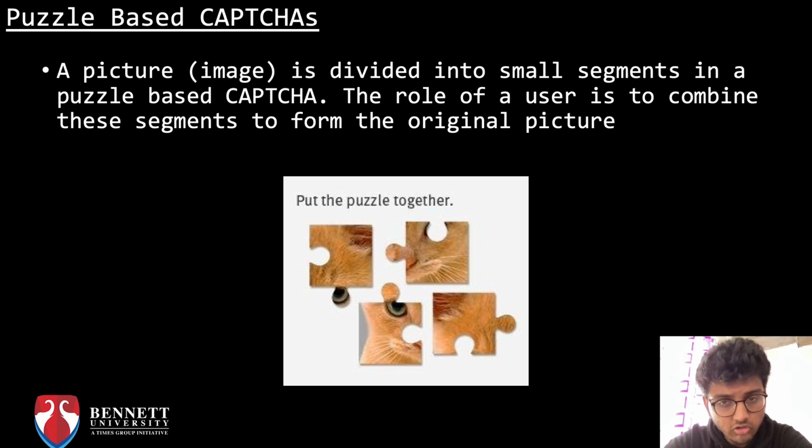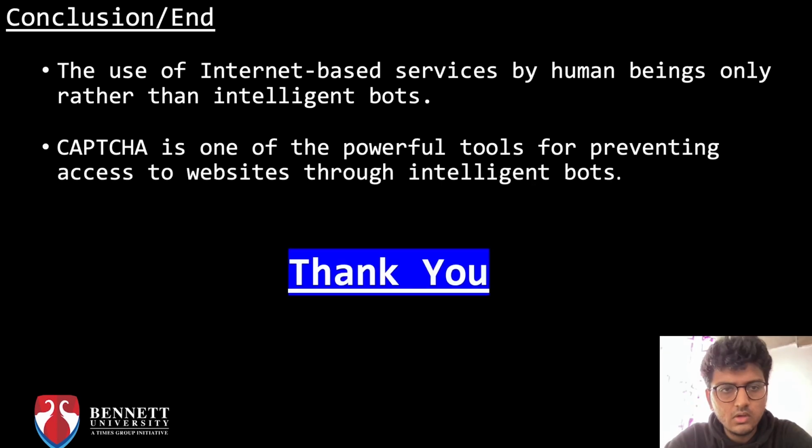Advantages of puzzle-based CAPTCHAs. First, it is interesting to solve. Second, it is very difficult for a bot to rearrange segments of an image. There are some disadvantages as well. First, it requires a large time to solve. Second, it requires large brain work, so persons with low intellectual ability find it difficult to solve.